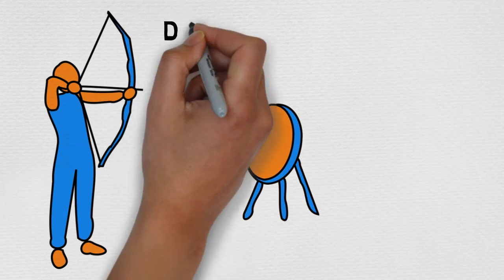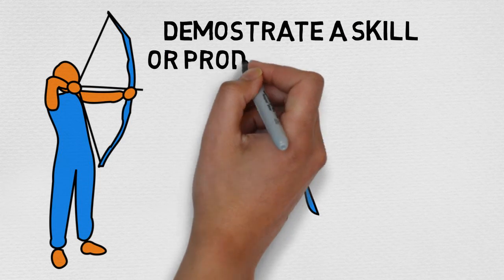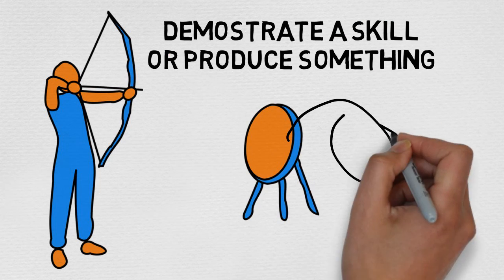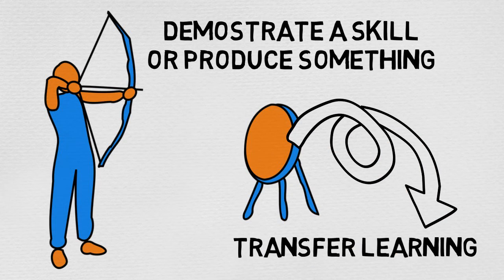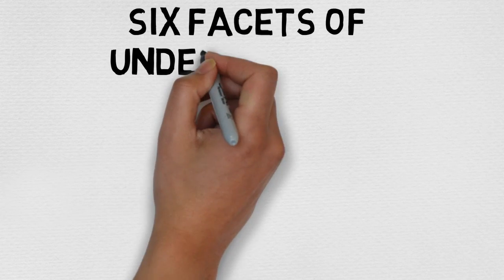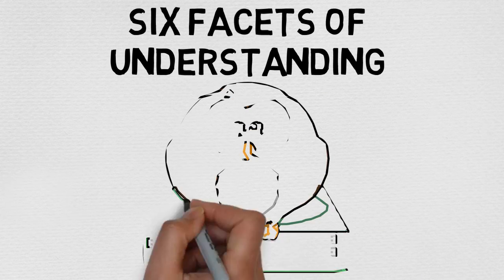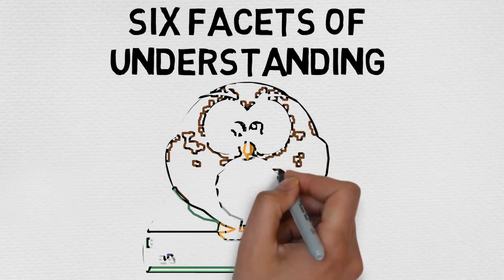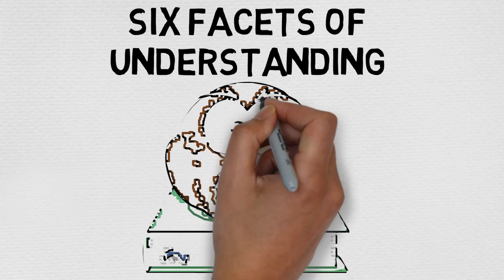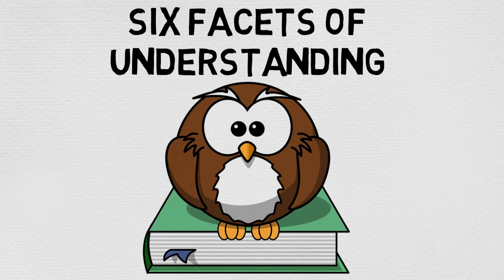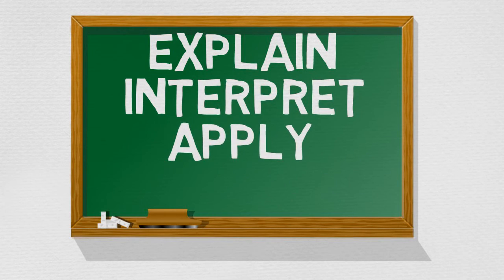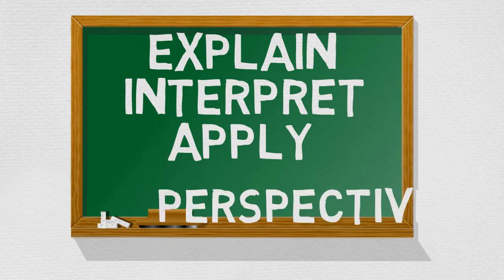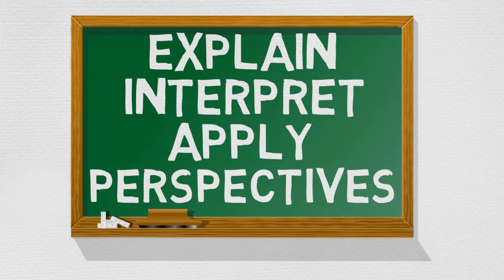Performance tasks require the students to demonstrate a skill or produce something that reveals evidence that they understand the concept and can transfer that knowledge or that skill to a different situation. In the UbD framework, 6 facets of understanding are seen as demonstrating true learning. And whilst teachers are not expected to use all 6 in every assessment, when true learning has occurred, students can explain, interpret and apply concepts, information and skills, as well as demonstrate that people can hold different perspectives on topics.